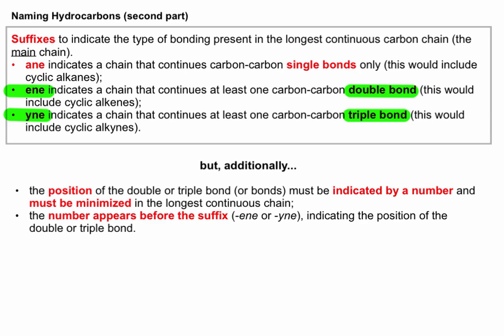The other thing you have to do in addition to this with these particular hydrocarbons is you have to indicate the position in most instances of that bond, because that would represent an isomer. Different positions of the bond give you a different chemical structure. And so the position of the bond has to be indicated, and it has to be minimized within the longest chain. So that's definitely going to impact how you number carbons. And the other thing is, in terms of the order of things, the number appears before the suffix, ene or yne, indicating the position. So you're going to get things called 1-ene, 1-yne, for example.